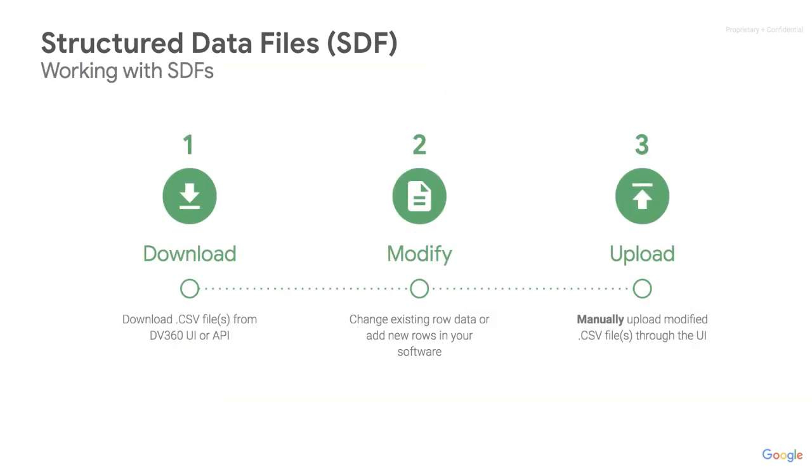In 3 simple actions, here is how to interact with SDF. You start first by downloading them, so you can download a CSV file from the UI or through an API. The second one is the editing part. You can modify the file, change the existing row data, or add new rows to your file. And then the last one, you can manually upload modified CSV files through the UI. So 3 simple actions, remember them.